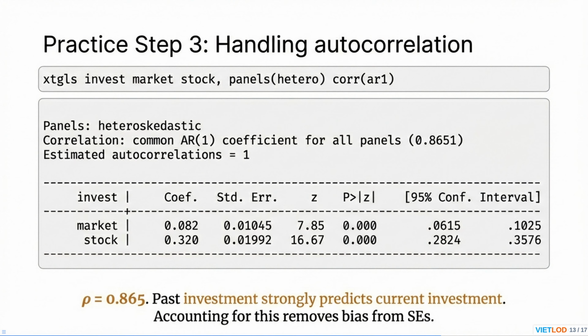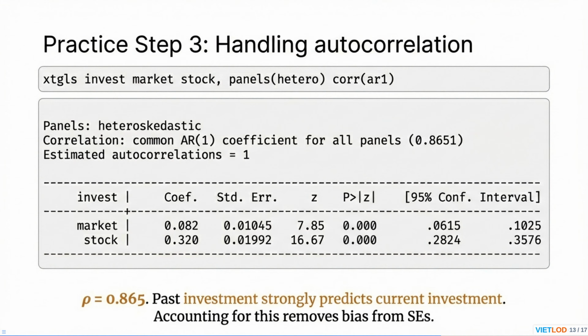Building on our previous step, we now address autocorrelation by adding the corr(ar1) option to our xtgls command. This instructs Stata to model the errors as following a common first-order autoregressive process across all panels, while still accounting for heteroskedasticity. The output prominently displays an estimated common AR1 coefficient, or rho, of 0.865.